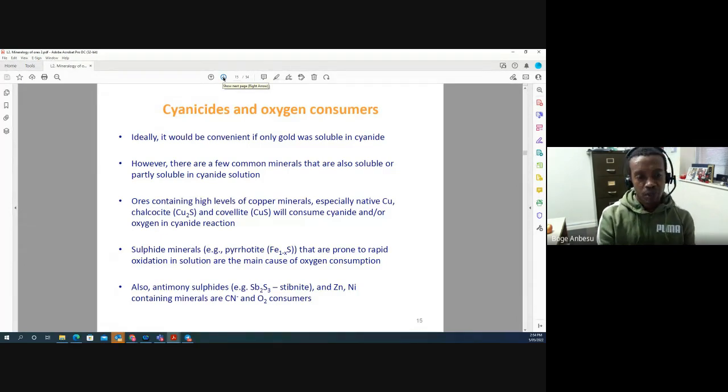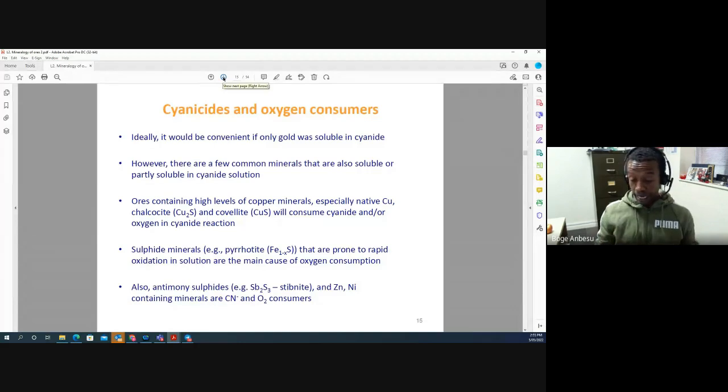If you have something like pyrrhotite, it doesn't have any value, so it's just an iron sulfide. We don't get any value from it. But if you have pyrrhotite in the ore, it's going to react with oxygen. It's going to consume the oxygen that you were trying to use for cyanide leaching. Again, that is going to inhibit the gold dissolution with cyanide, and there are a number of other oxygen consumers and cyanide consumers.